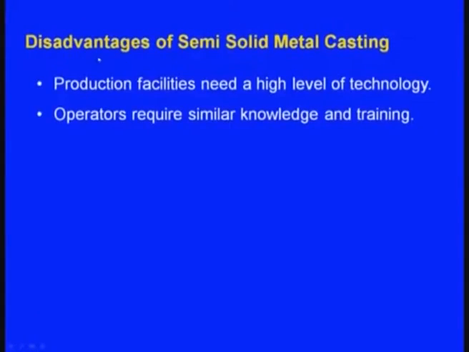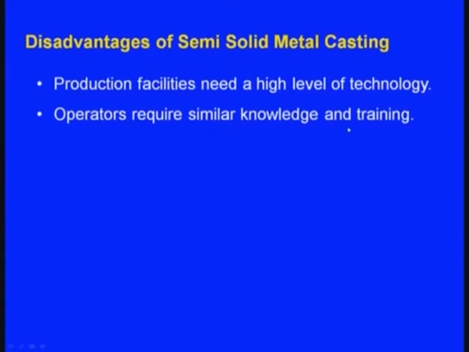These are the disadvantages of semi solid metal casting. Production facilities need a high level of technology. The molten slurry has to be heated above the solidus temperature and below the liquidus temperature. So, it requires a high level of technology, and the staff who are working with this should have sound knowledge of these temperatures. Operators require similar knowledge and training. Now, with this we are completing semi solid manufacturing.